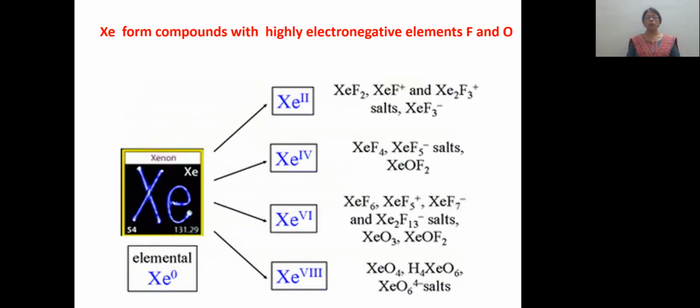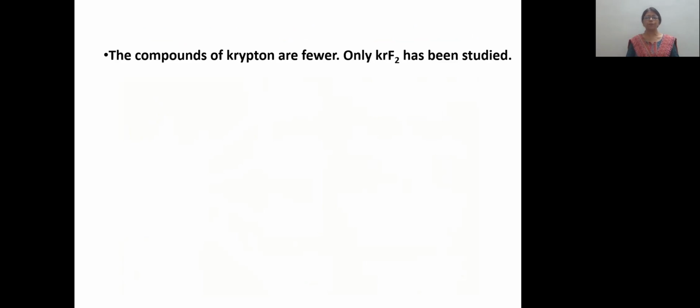Here on the screen, you can see the compounds of xenon, and just focus your attention here. The compounds of xenon are with fluorine and oxygen. There are so many compounds of xenon in different oxidation states. A few of them we will study in your class 12 as per the NCERT syllabus. The reason why xenon forms compounds with fluorine and oxygen only is that fluorine and oxygen are highly reactive, electronegative elements.